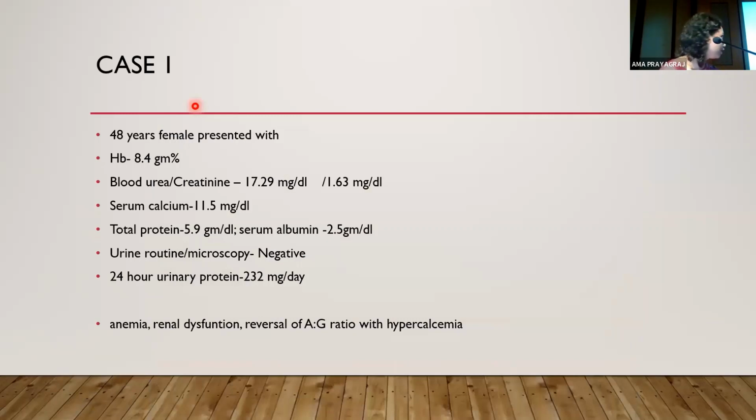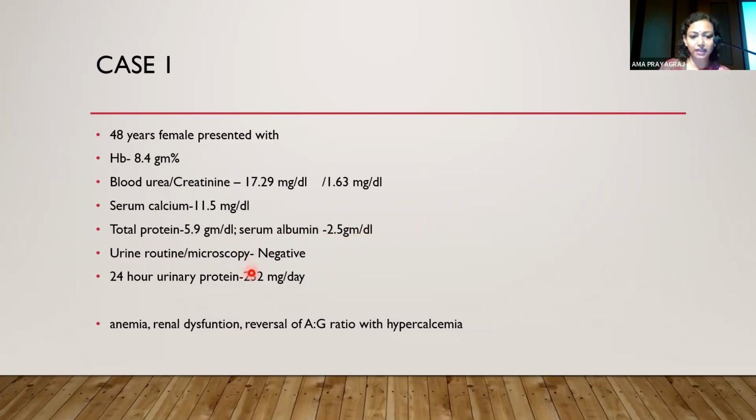Now to sum up, I have two cases. This was a 48-year-old female who presented with a hemoglobin of 8.4 gram% and mild renal dysfunction with creatinine 1.63 milligram per dl. Serum calcium was raised, it was 11.5 milligrams per dl. Total protein here was 5.9 and the serum albumin was 2.5 gram per dl. So you can see the AG ratio appears to be reversed, because when we subtract albumin from protein, the globulin appears to be more.